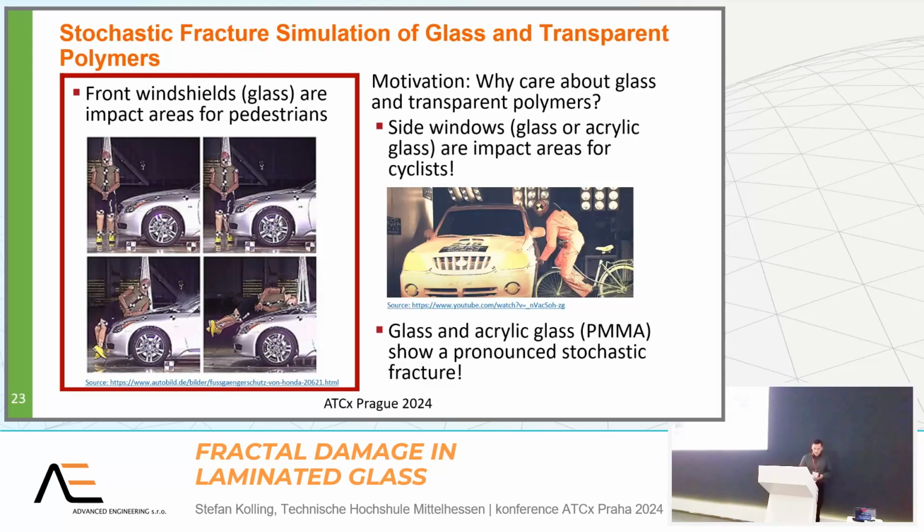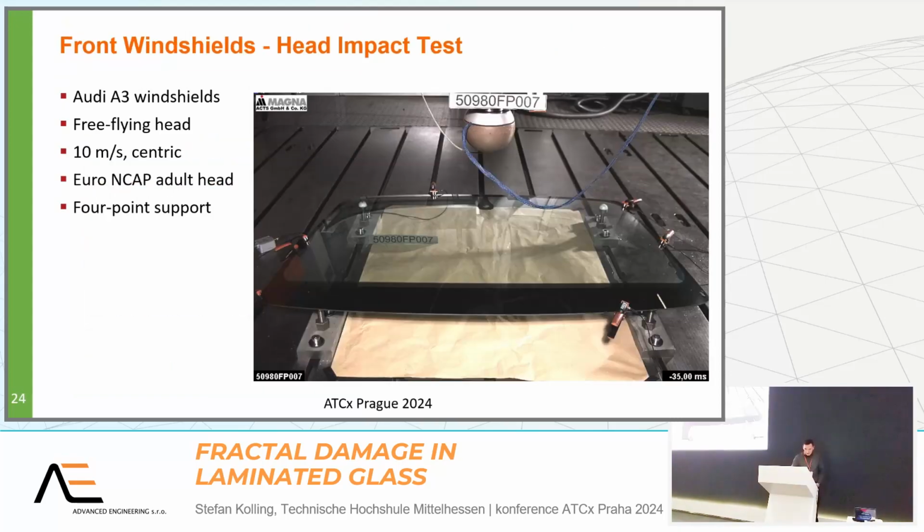So in the automotive industry, usually glass is used. But it can also be a case that acrylic glass, so PMMA, for example, polymethyl methacrylate, can be used. It is not so heavy as glass, so you save some weight. So here an example of an impact.